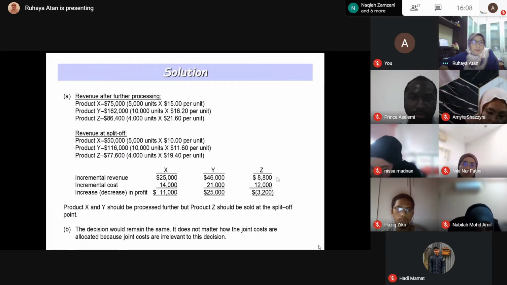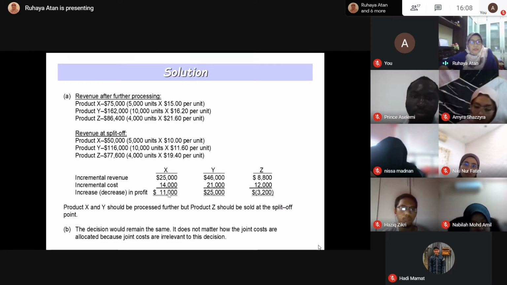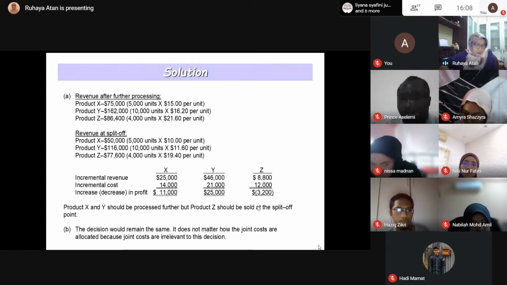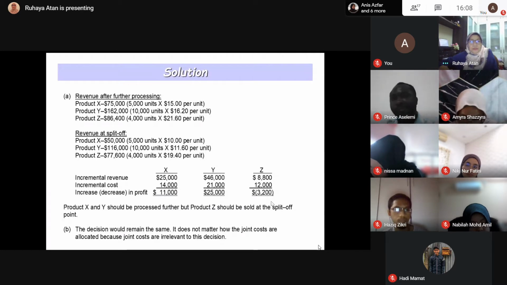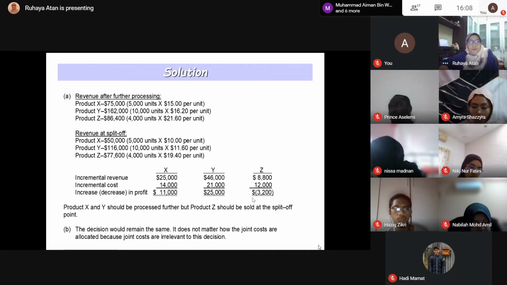Okay? So what would be your answer then? Your answer would be you can process further product X and Y, but not product Z. Product Z should be sold off at the split-off point. Okay? So that would be your answer.